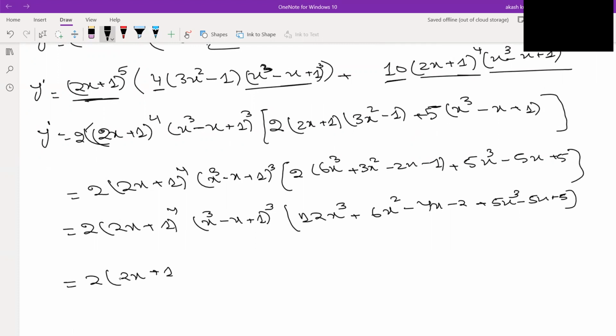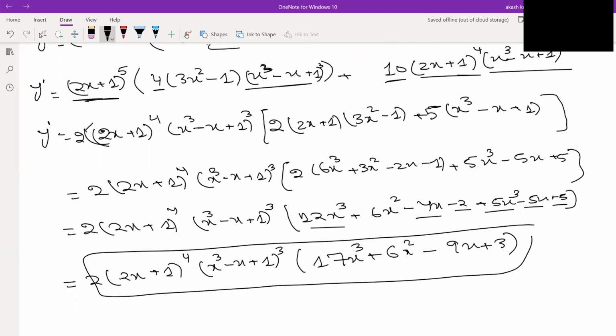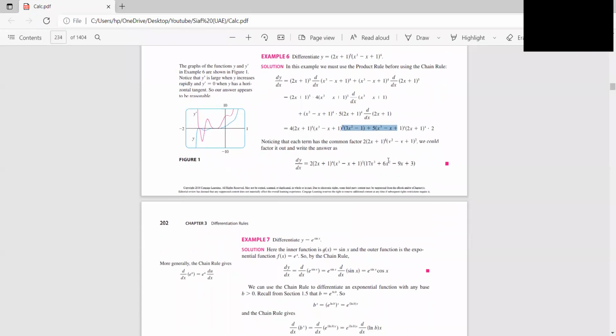2 multiplied with 2x plus 1 power 4, x cube minus x plus 1 whole power cube. 12x cube plus 5x cube will be 17x cube, minus 6x square, as it is plus 6x square. Minus 4x minus 5x will be minus 9x, minus 2 plus 5 will be plus 3. Is it clear? That's the answer after simplification. That's what we have got.